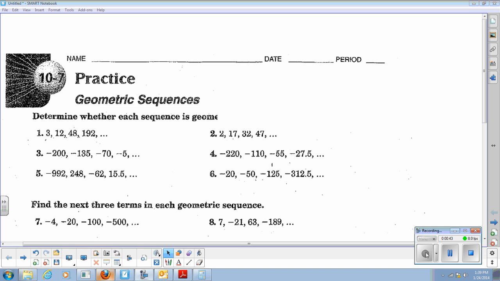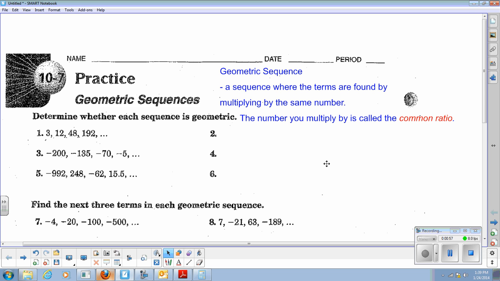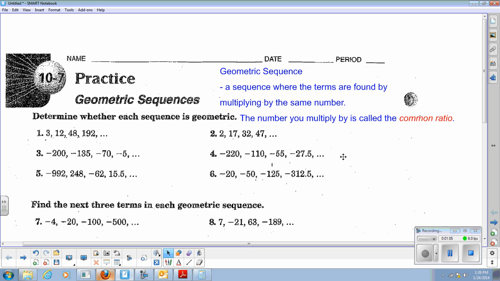So first of all, let me define for you exactly what a geometric sequence is. A geometric sequence is exactly this. It is a sequence where the terms are found by multiplying by the same number. The number you multiply by is called the common ratio. With arithmetic, we were always adding. With geometric sequences, you are always multiplying. The number we multiply by is called the common ratio.